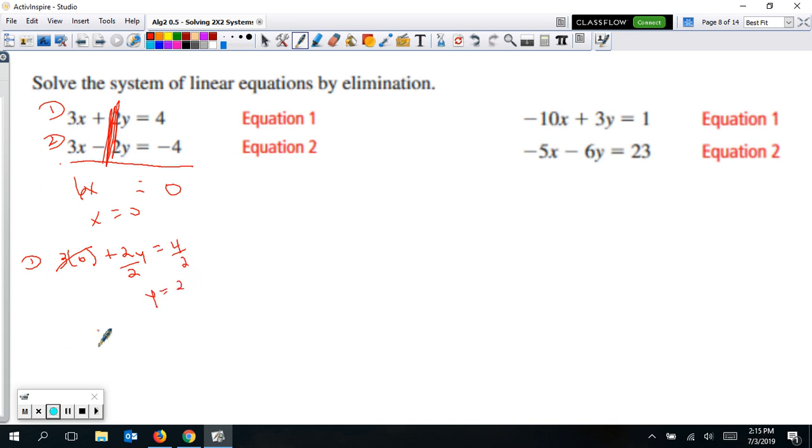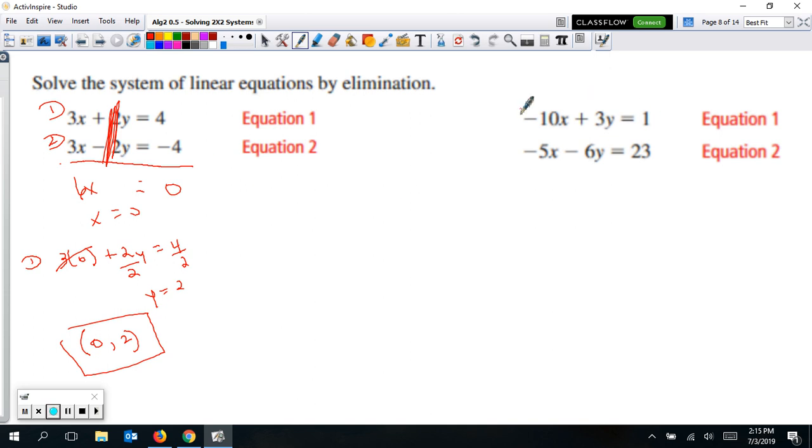So our answer for this one, the ordered pair, and you always want to write your answer as an ordered pair, x is 0 and y is 2. So that would be our answer on that problem. That's, again, the answer means this is the point of intersection that these two lines would make if you were to graph these or see these on a graph.